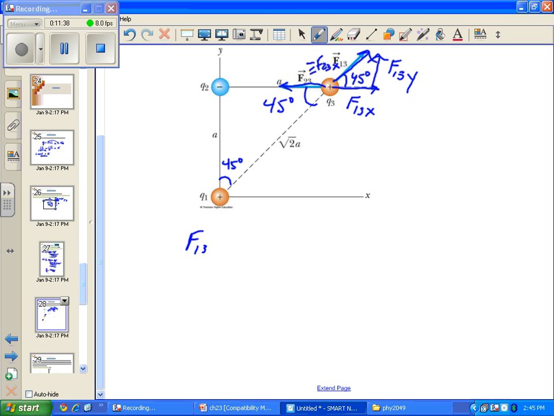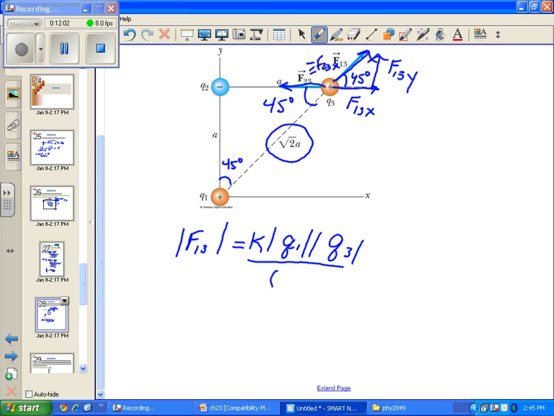Let's begin with the magnitude of F13. F13 magnitude equals K times the magnitude of Q1 times the magnitude of Q3 divided by the distance between Q1 and Q3, which they're giving us as the square root of 2 times A. Well, the square root of 2 times A is also going to be squared, and so we can simplify this as 2 times A squared, which we will shortly. Notice, however, that Q1 is an absolute value and so is Q3.